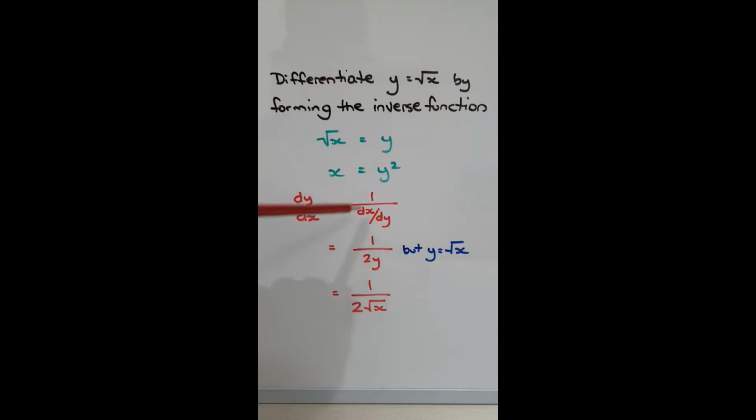Now dx/dy we can find easily because x now is in terms of y. So the derivative of y squared is 2y. So dy/dx is equal to 1 over 2y. But we want the derivative with respect to x. y is equal to the square root of x, that's by definition. Therefore, dy/dx is equal to 1 over 2 square root of x.